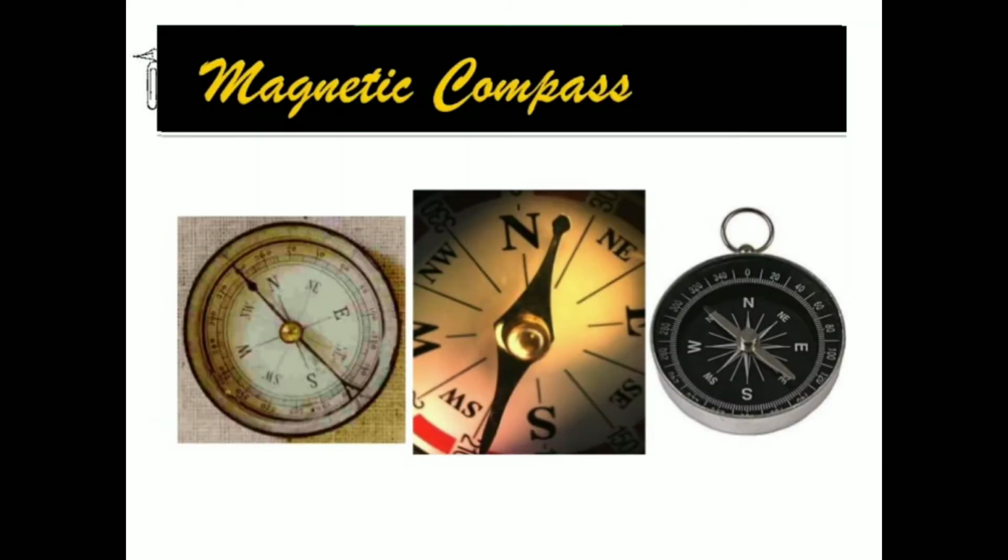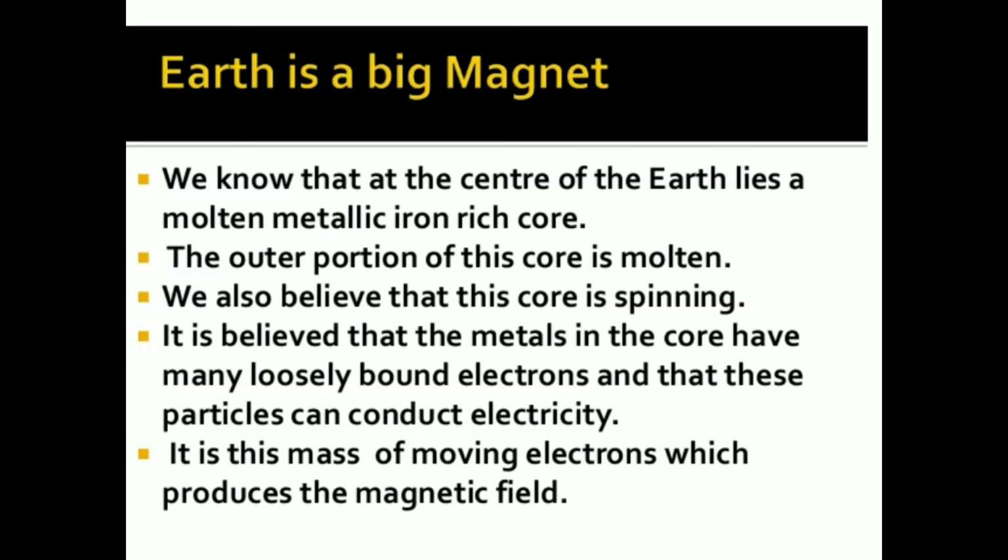So you can see here there is a magnetic compass, and the earth is a big magnet. We know that the center of the earth lies in the molten metallic iron rich core. So we have the iron rich core inside the earth. The outer portion of this core is molten. We also believe that this core is spinning.